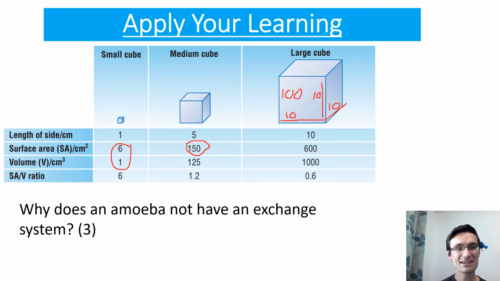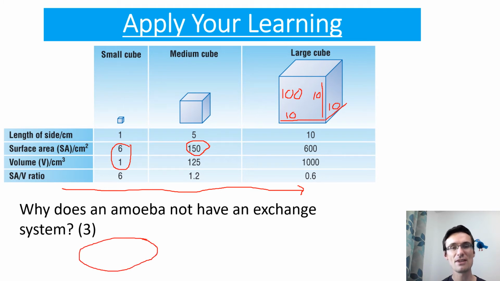So again, as the objects increase in size, they rapidly decrease in terms of their surface area to volume ratio. And then the question, why does an amoeba not need to have an exchange system? Well, an amoeba is a single-celled organism. So exactly as we said at the start, that means it's going to have a large surface area to volume ratio, and therefore diffusion is going to easily happen from the environment into the cytoplasm as a result.